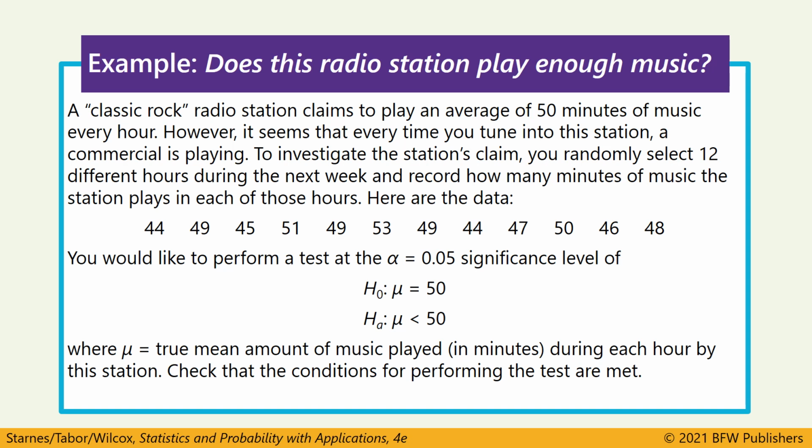Now we have quantitative data in this problem because it's numerical, and our variable now is mu, representing the mean. So mu is the true mean amount of music played in minutes during each hour. We want to see, is it equal to 50 like they're claiming, or is it actually less than 50?